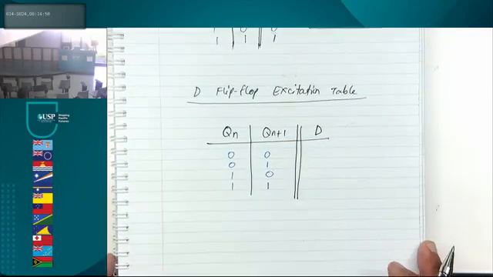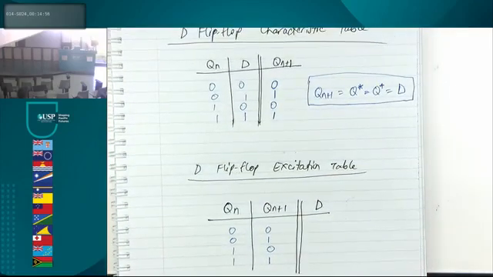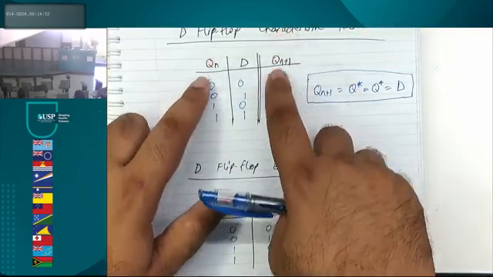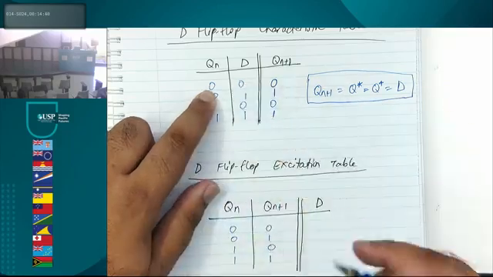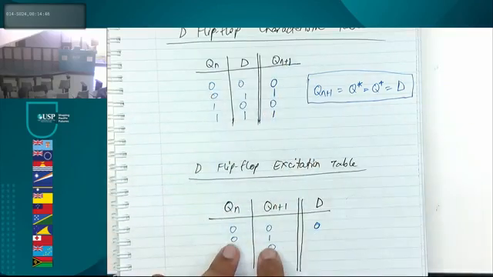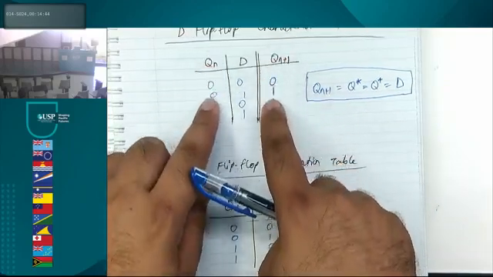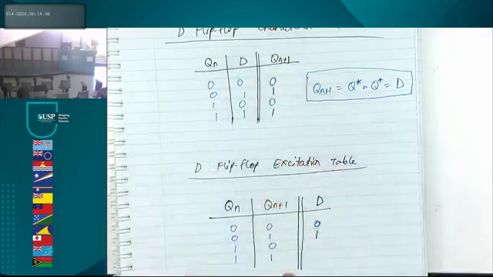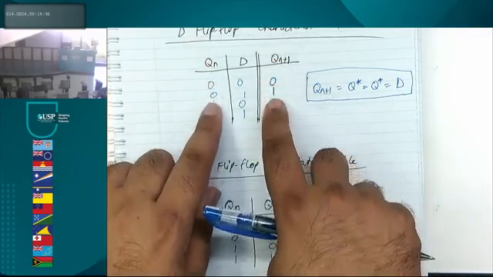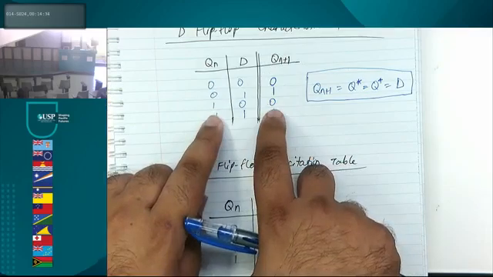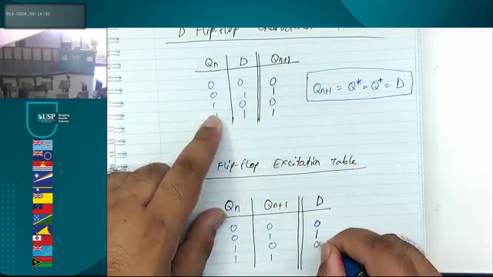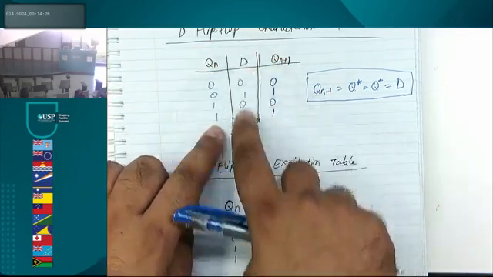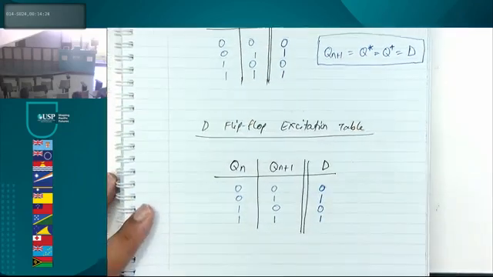Now, for your excitation table, you always refer to the characteristic table. 0, 0, let's look for where 0, 0 was. D was 0. 0, 1, let's go up. 0, 1, there. D was 1. 1, 0, let's go up. 1, 0, oh, it's here. 1, 0, D was 0. 1, 1, let's go to this last line. D was 1. Done. That's it.